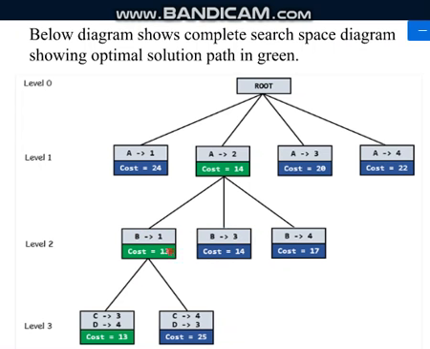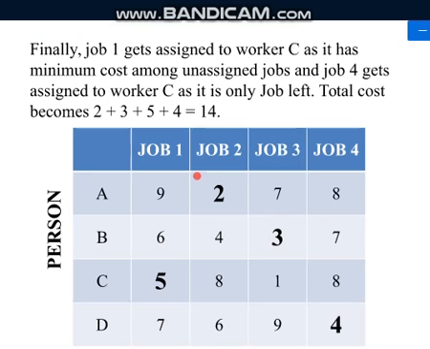But I have a better option, that is, if I allocate job 1 to person B, I'll get the smaller cost. Then once B is done, I have only 2 options left for C. Either I'll go with C allocating job 3, or I'll allocate job 4. If I allocate job 4, further remaining is D3, so that will give me more cost. See, this is already done.